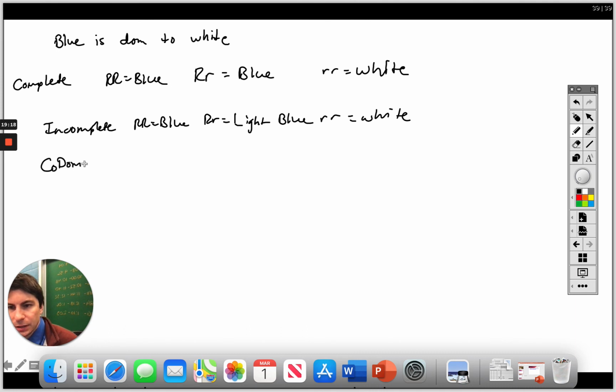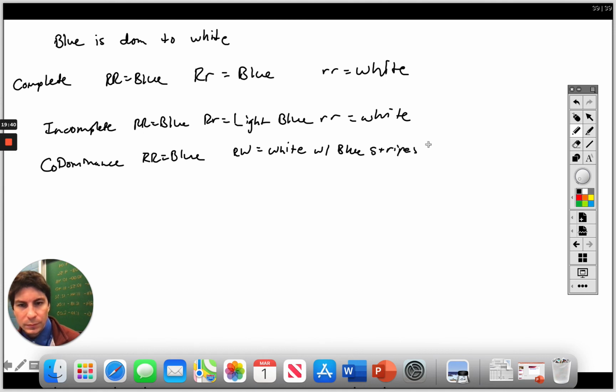Codominance. So we're going to have 2 different genotypes here. I'm just going to say big R is going to be blue. Big R, remember we use 2 different letters for this. Big R W is going to be white with blue stripes. And then lastly, WW is going to be white.